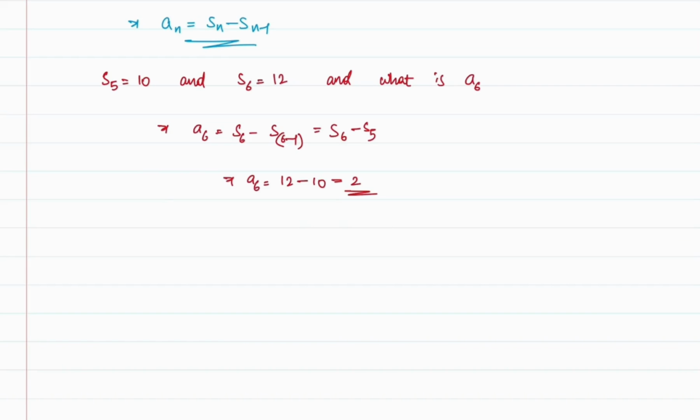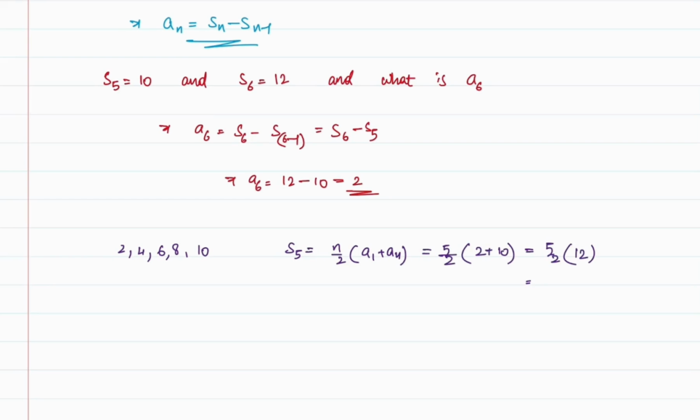And similarly, let's take an arithmetic progression to check whether this is true or not. Let's consider even numbers 2, 4, 6, 8, 10. Now the sum of 5 terms: let's use the formula that we discussed in the previous video. S5 will be equal to n by 2 into a1 plus an, since we know the last term. So this will be 5 by 2 into 2 plus 10, which is 5 by 2 into 12, that is 5 into 6, which is 30.